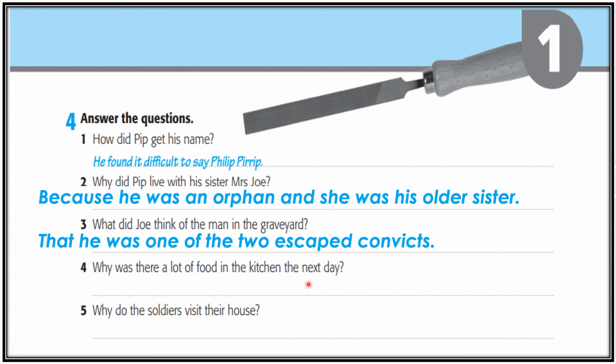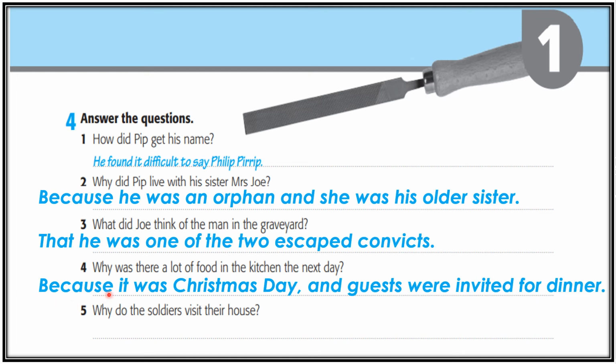Why was there a lot of food in the kitchen the next day? Because it was Christmas Day, and guests were invited for dinner. The Christmas dinner. Why did the soldiers visit their house, meaning Pip's, Joe's and Mrs. Joe's house?